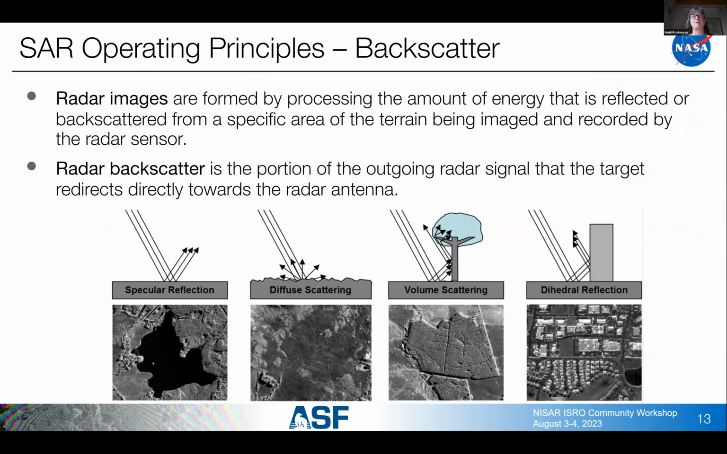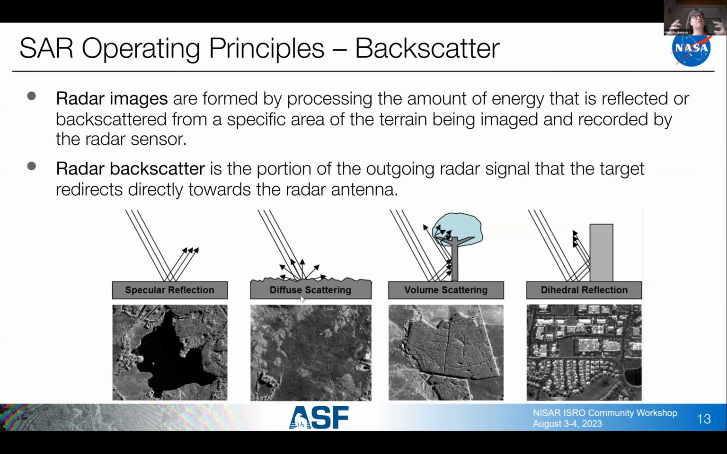So radar images are formed by processing the amount of energy that's reflected back from the surface. And the backscatter is the proportion of the sent signal that actually returns to the sensor to be measured. There are a number of different ways that the signal can interact with the Earth's surface. There's specular reflection, which is when the signal comes down and hits a flat surface and just bounces off in the other direction. In this case, there's very little backscatter returning to the sensor to be measured. It all kind of bounces off in the opposite direction.